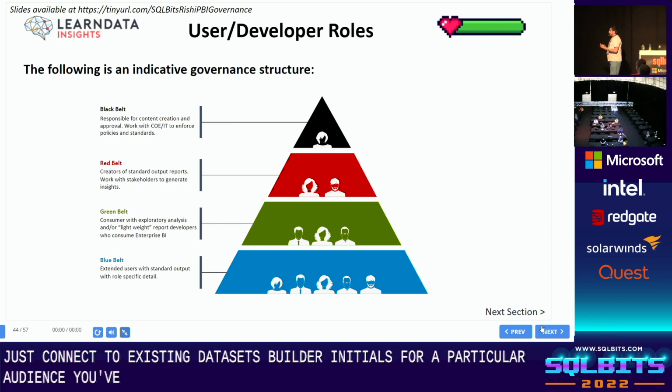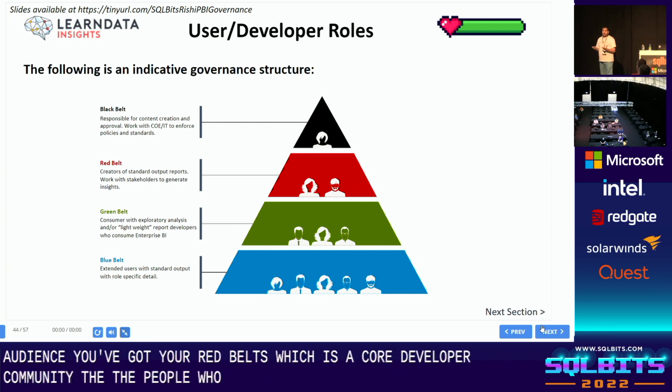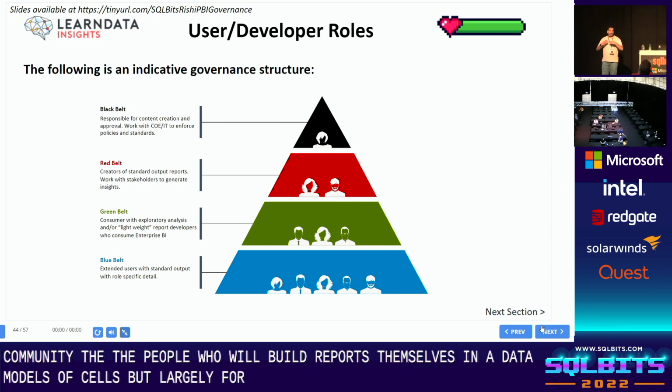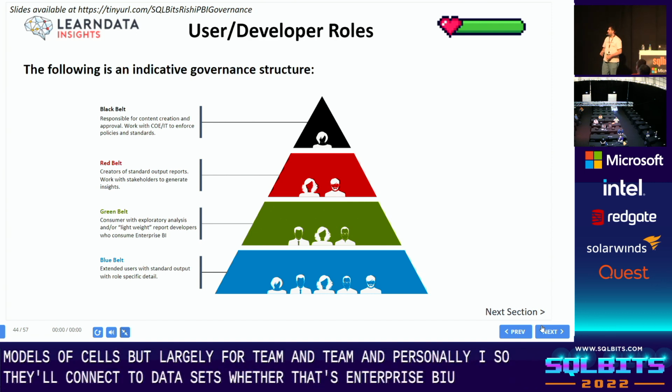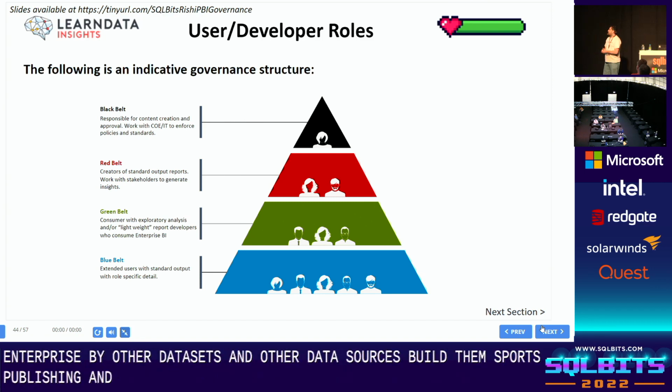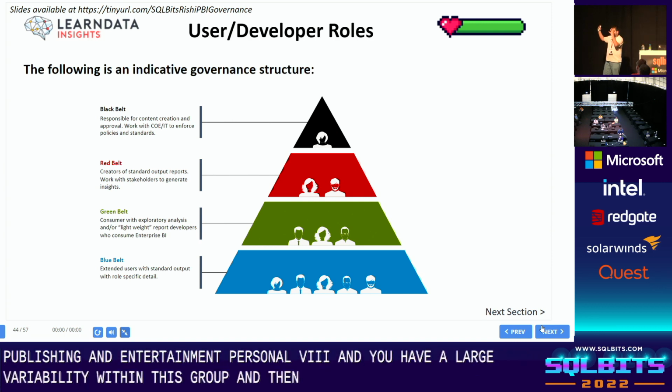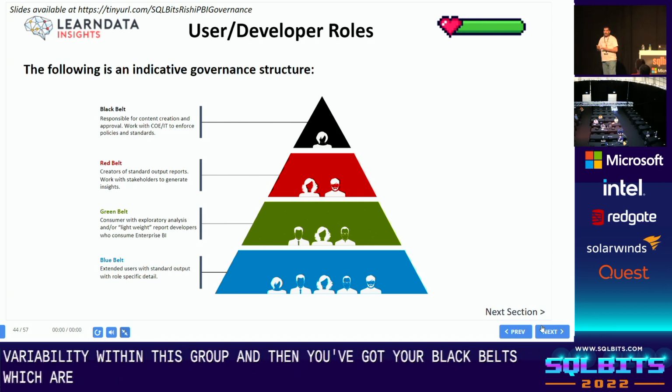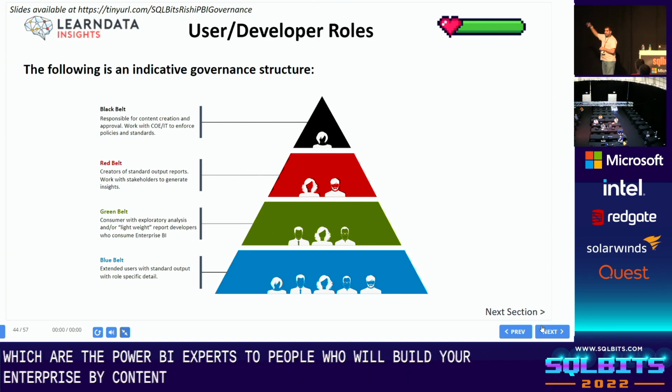You've got your red belts, which is a core developer community. These are the people who will build reports and data models themselves, but largely for team and personal BI. So they'll connect to datasets, whether that's enterprise BI or other datasets, other data sources, build their reports, and publish them into team and personal BI. And you'll have a large variability within this group. And then you've got your black belts, which are the Power BI experts, the people who will build your enterprise BI content. So each level of the pyramid supports the levels beneath it.